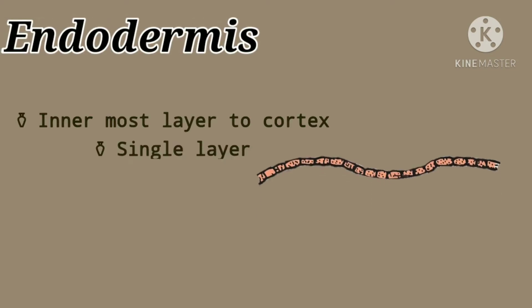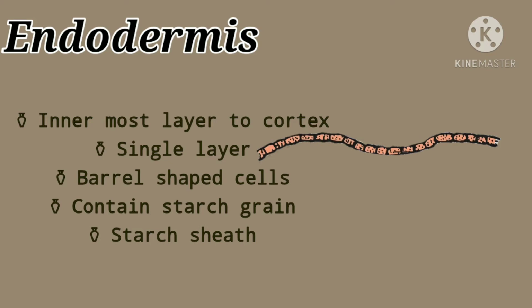The next layer to cortex is endodermis. Endodermis is a single layer of cells which is in the shape of barrel. In this layer, it contains starch grain and it is also known as a starch sheath.